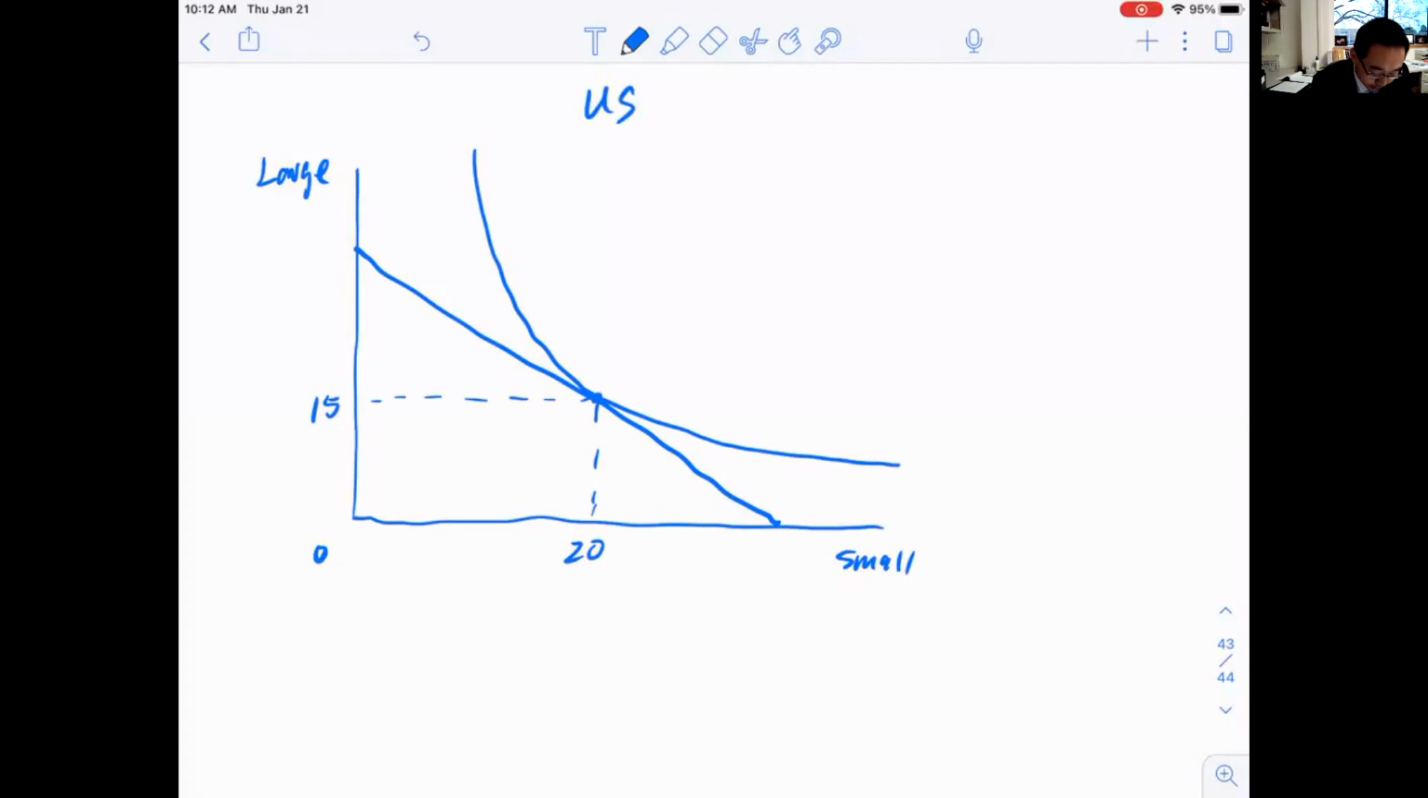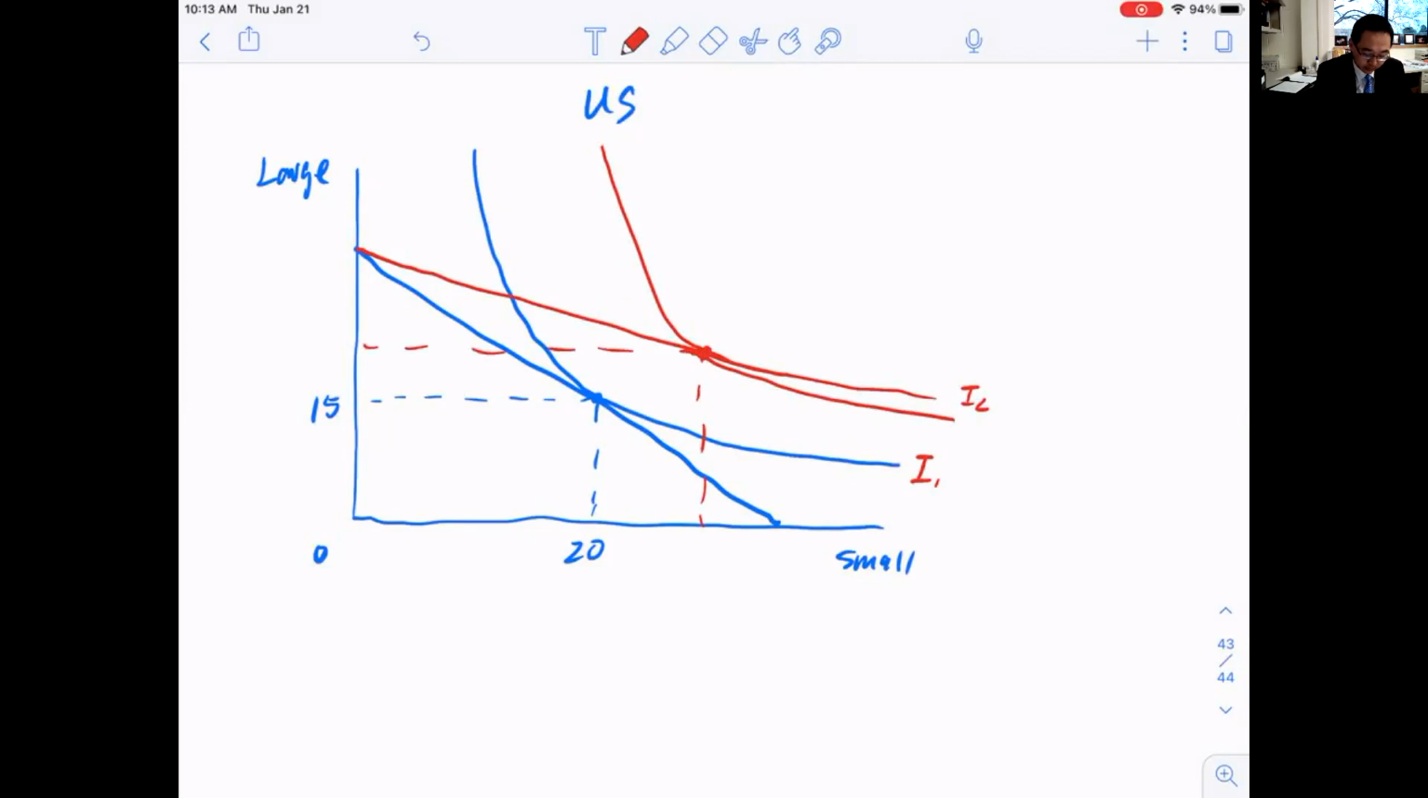But if you recall last time, we showed that once we started trading, our consumption possibilities became higher than our PPF. So what that allows us to do is move on to a higher level of utility. Pretend it's tangent right there. Then we'll move on to a different level of utility, and that allows us to consume more than what we can produce. So maybe 25 small airplanes and 20 large, right?